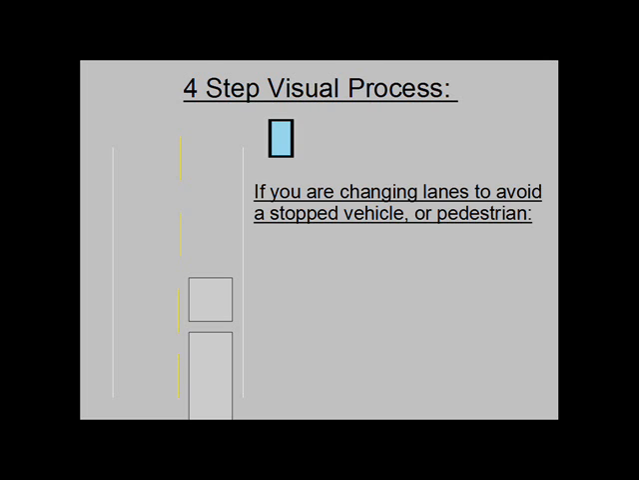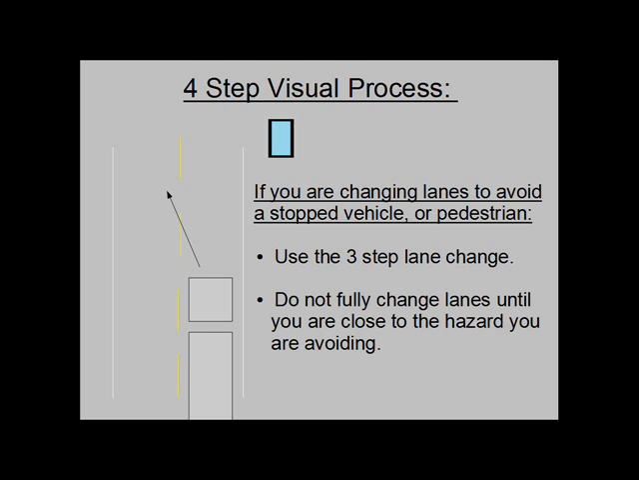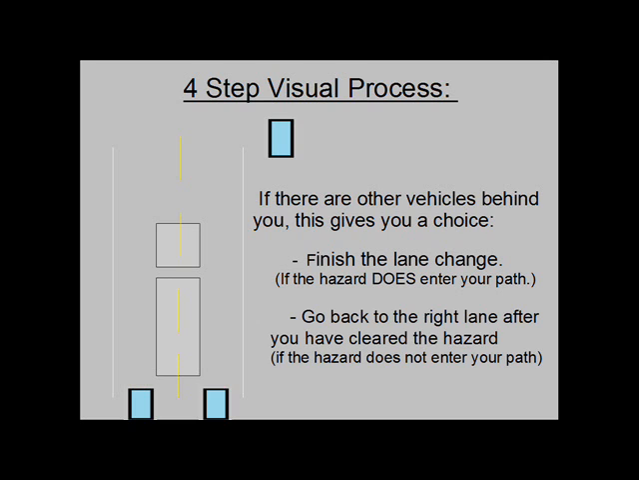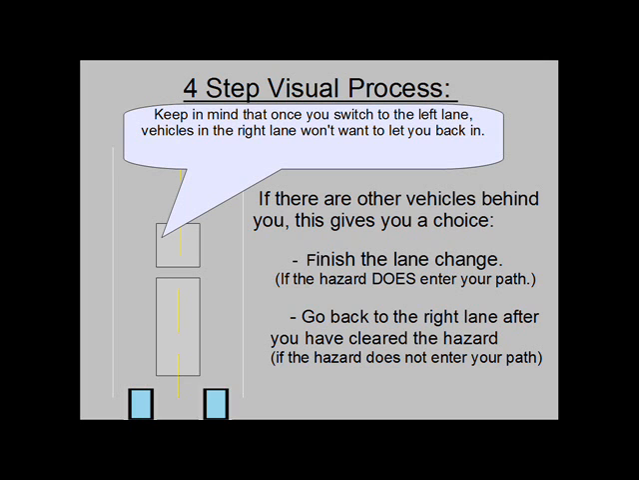If you are changing lanes to avoid a stopped vehicle or pedestrian, use the 3-step lane change, but also do not fully change lanes until you are close to the hazard you are avoiding. If there are other vehicles behind you, this gives you a choice. Finish the lane change if the hazard does enter your path, or go back to the right lane after you have cleared the hazard if the hazard does not enter your path. Keep in mind that once you switch to the left lane, vehicles in the right lane will not want to let you back in.